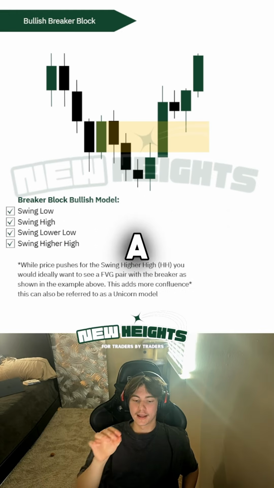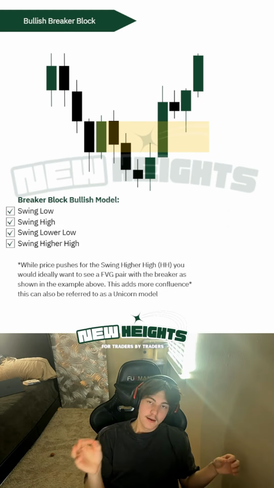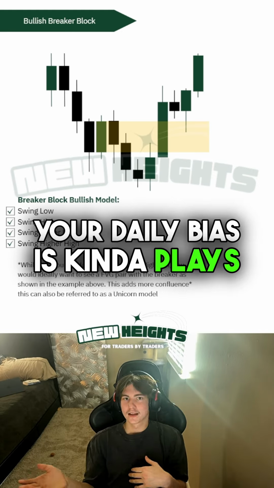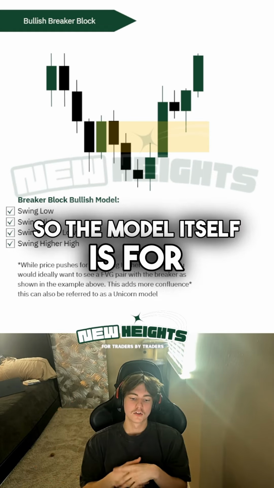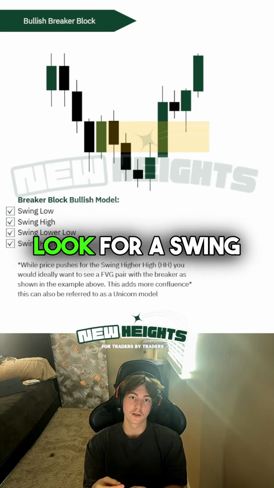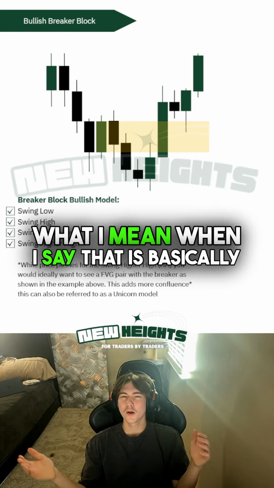You're either going to look for a bullish or a bearish model. Also, depending on your daily bias, this plays into you doing a lot of the work, but I'm going to teach you the model itself. So the model itself, for a bullish one, you're going to look for a swing low, high, lower low, higher high. What do I mean when I say that?